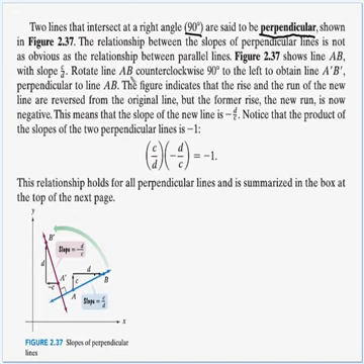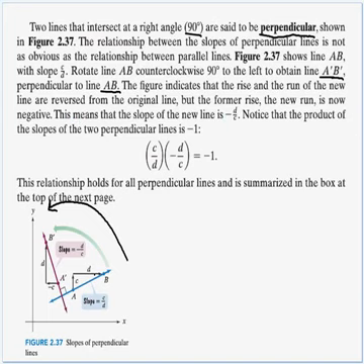Rotate the line AB counterclockwise 90 degrees to obtain this other line, A prime B prime. So we rotated it counterclockwise 90 degrees. Now we have A prime B prime, and it is perpendicular to the given line AB. The figure indicates that the rise and run of the new line are reversed from the original line. The former rise, the new run, is now negative. This means that the slope of the new line is negative d over c.